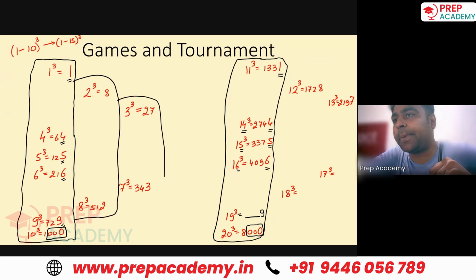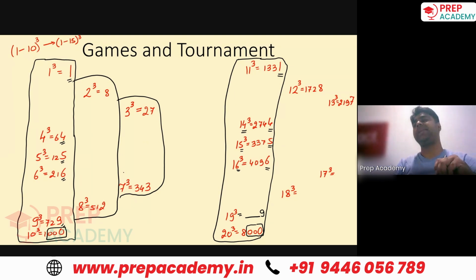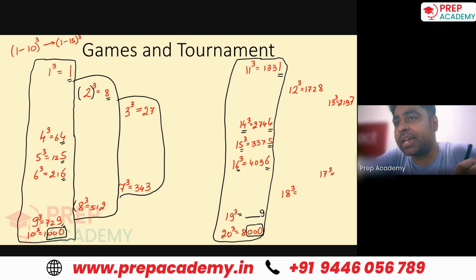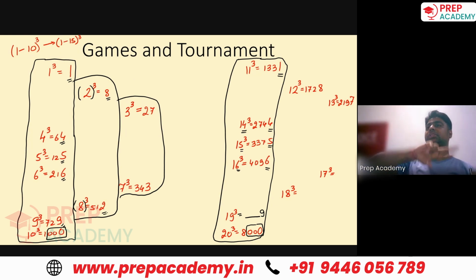These are a pair of exceptions. What do I mean by that? Any number ending with a 2, its cube will end with an 8. And any number ending with 8, its cube will end with a 2. So isn't it a pair? 2, 8, 8, 2. Understood?